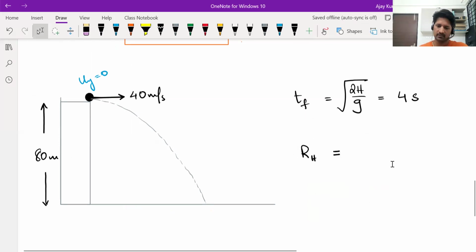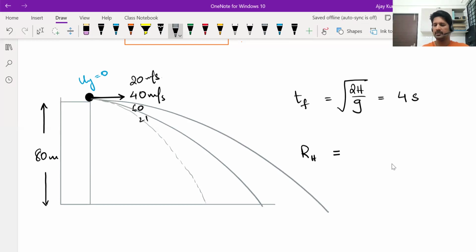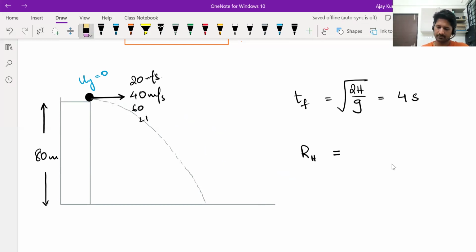Because in this case, whether it is projected with 20 meters per second, as was originally given in the question, or 40 or 60 or 21, anything, it will take the same time to reach the ground. The only thing that changes is where it hits the ground, depending on the speed. Hope this point is clear to all of you. If you have any questions, you can ask. It was projected with a speed of 20 meters per second.